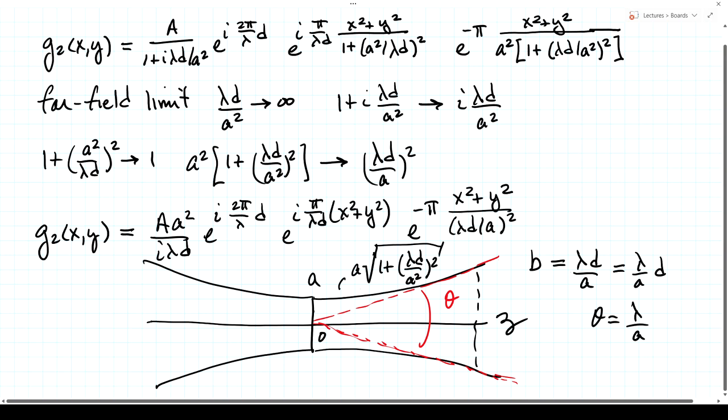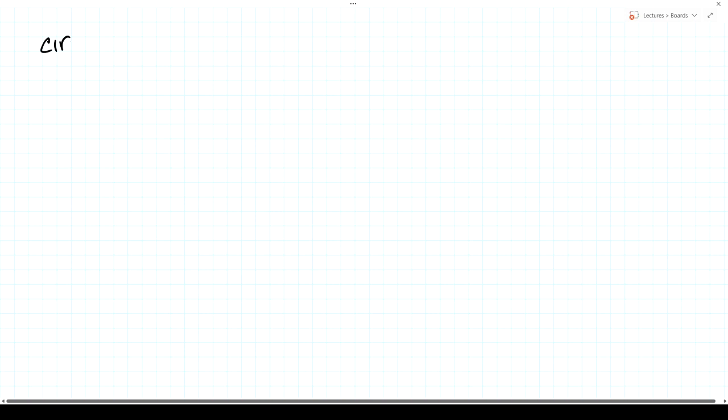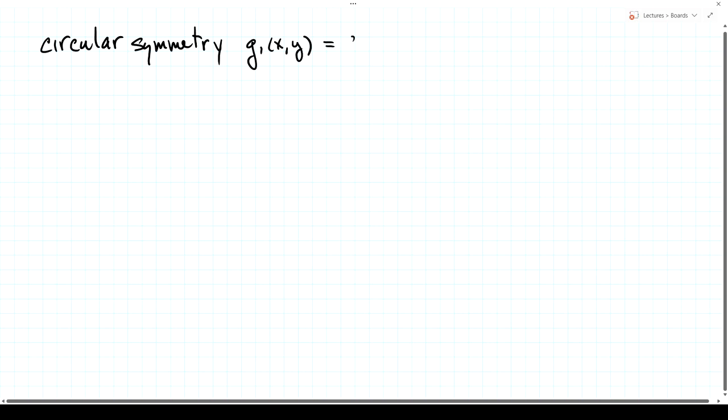Let's look at a special case, that of a field that has circular symmetry. That is a field g1 of x and y, which has the form g1 of r, where r is the square root of x squared plus y squared. And in this case, the angular spectrum will also have circular symmetry. We'll define rho to be the square root of u squared plus v squared.